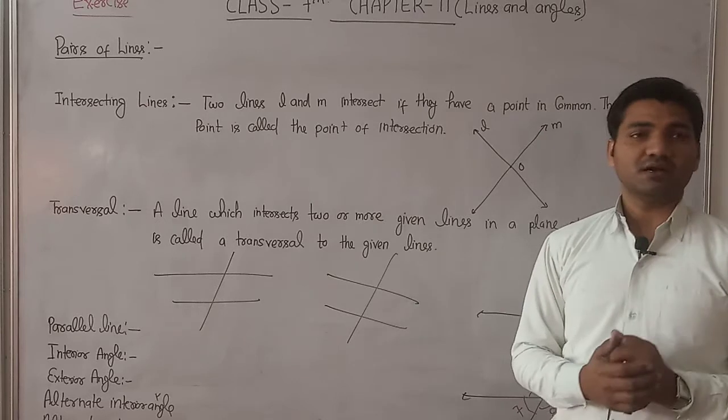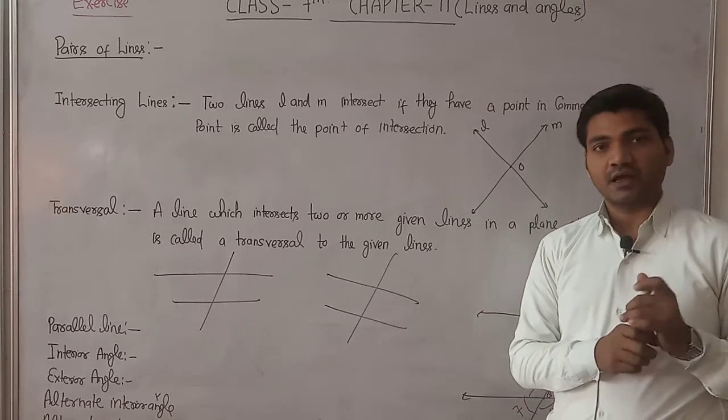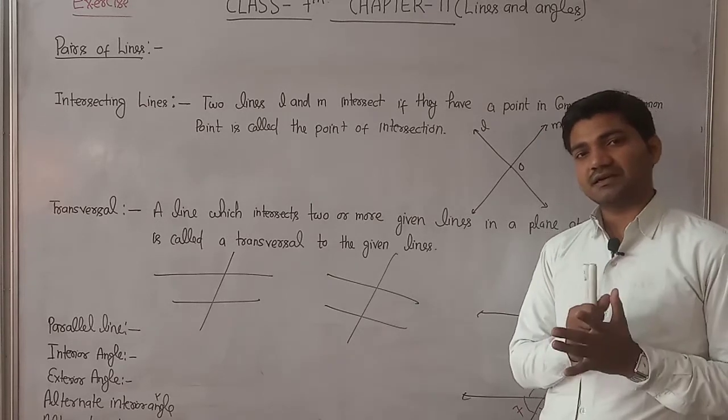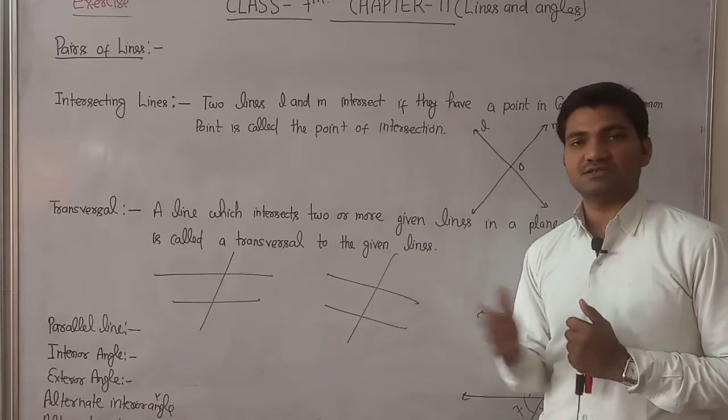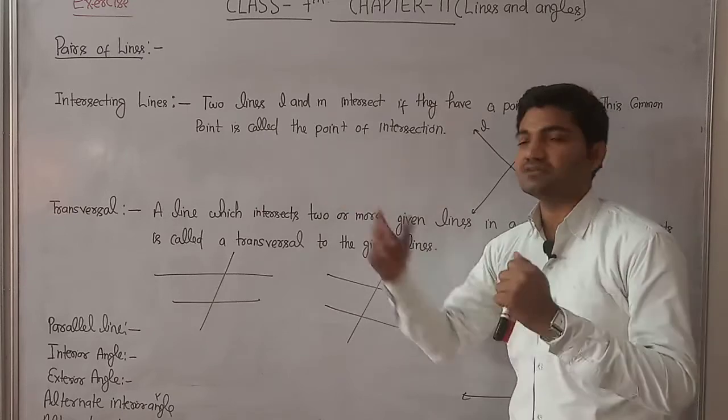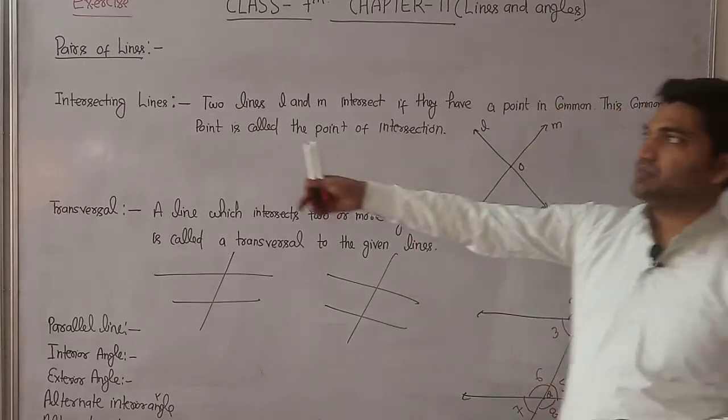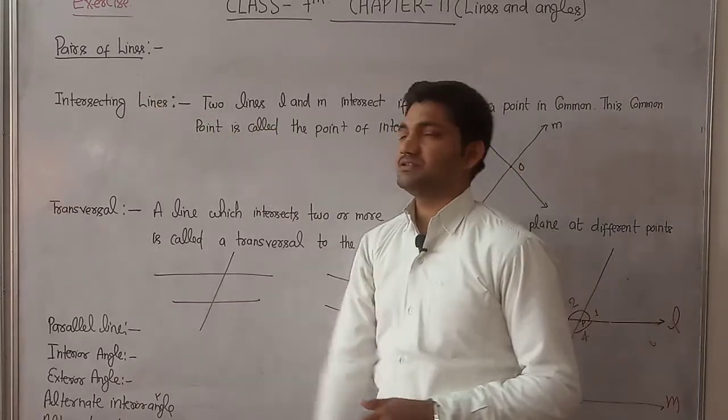It means two lines are intersecting. If two lines intersect, then many angles are formed. This type of angle is discussed in this session. First, we discuss the pairs of lines.